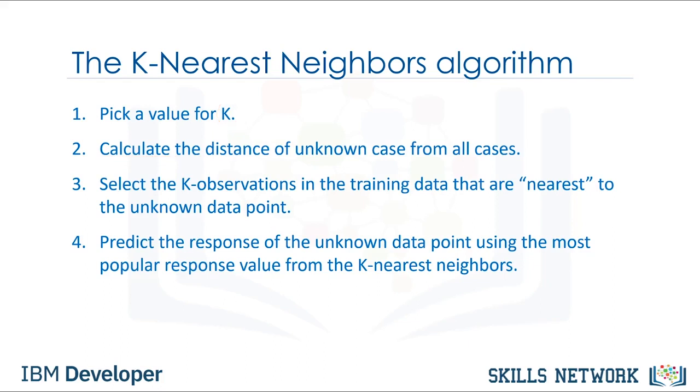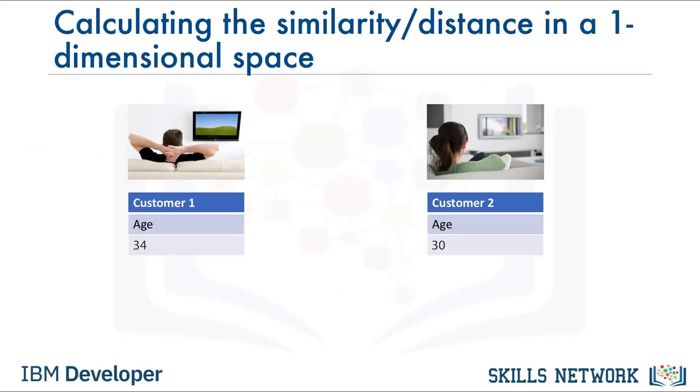Let's first start with the second concern, that is, how can we calculate the similarity between two data points? Assume that we have two customers, customer 1 and customer 2. And for a moment, assume that these two customers have only one feature, age. We can easily use a specific type of Minkowski distance to calculate the distance of these two customers. It is indeed the Euclidean distance.